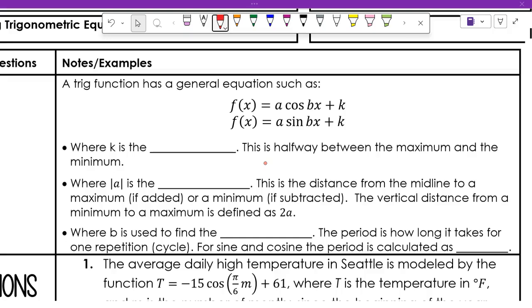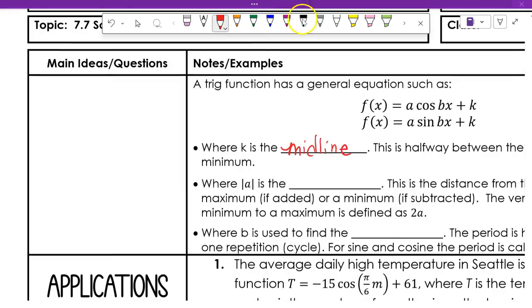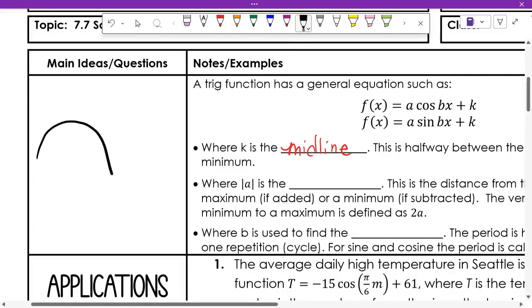So in this case, K, this vertical shift, is now going to be called the midline. It is called the midline because it is halfway through my graph. Let me give you a gist of a sine graph. If I was to graph a sine function, it would look something like this. Now, that would be one cycle of my sine graph.